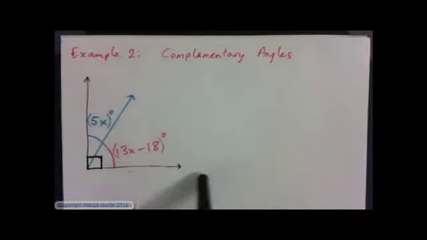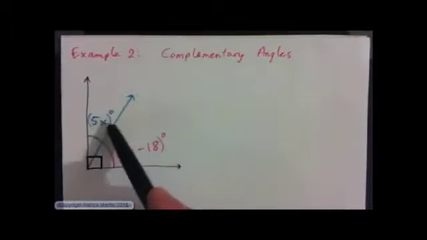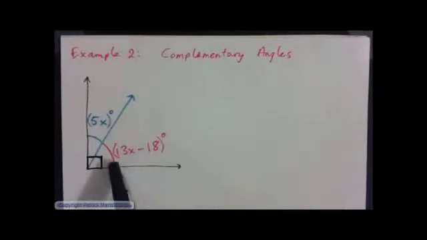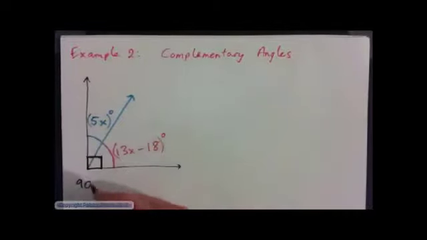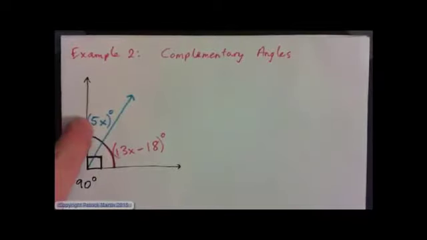If you draw this angle here, the blue angle has a measure of 5x degrees, and this red angle measures 13x minus 18 degrees. Can you come up with an equation for this situation, knowing that the whole angle is 90 degrees? The whole way down is 90 degrees. This part is 5x degrees. This part is 13x minus 18 degrees. So can you come up with an equation for this?